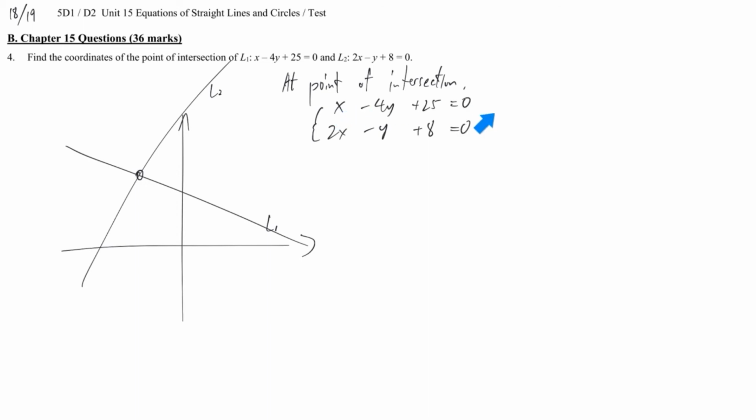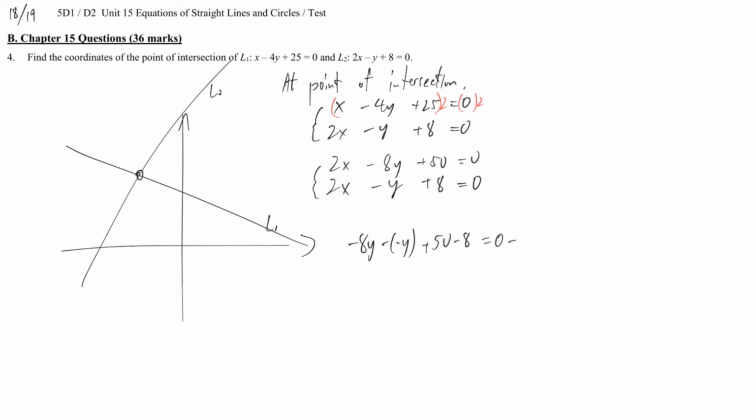To solve this, you may make x the subject and then substitute inside, or you try to create 2x by multiplying both sides by 2. If we simplify that, 2x minus 8y plus 50 is equal to 0. 2x minus y plus 8 is still equal to 0. And then by subtraction, x and x disappear, canceling each other. So I use negative 8y minus negative y, and then positive 50 minus 8 should equal 0 minus 0. So here we have negative 7y, positive 42, equal to 0.